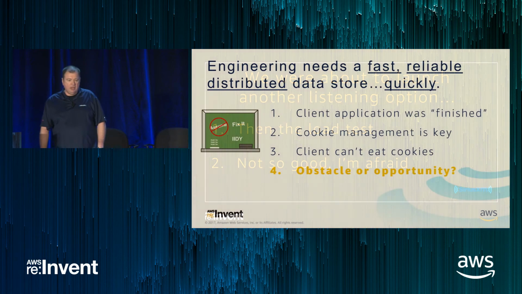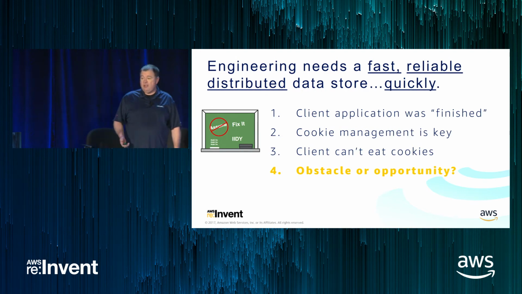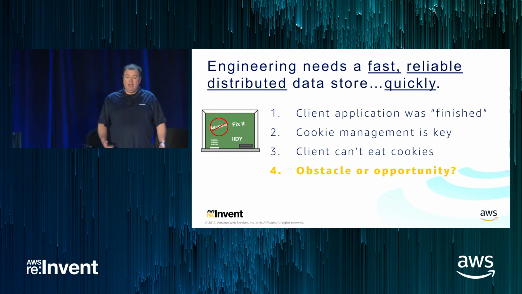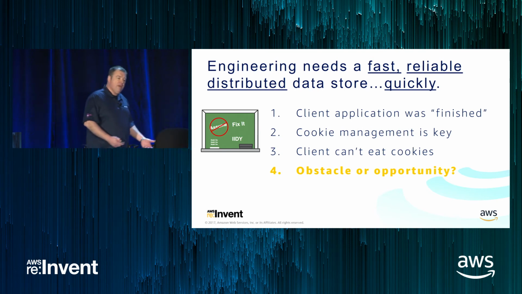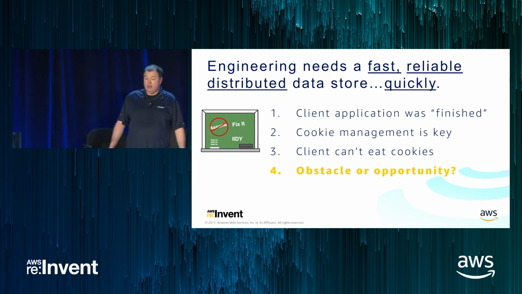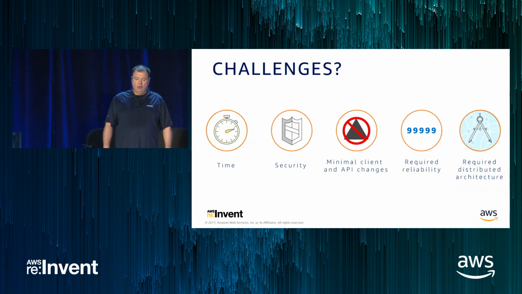So we had a choice. We needed to have a fast, reliable distributed data store, and we needed it quickly. And we had some problems. Client application was finished, as I mentioned. Our cookie management is key in our implementation. And our client that we were dealing with can't eat cookies. So we had a choice, obstacle or opportunity. And we never like to say no, but 3 months is an aggressive time schedule to be able to solve this problem, to handle load.